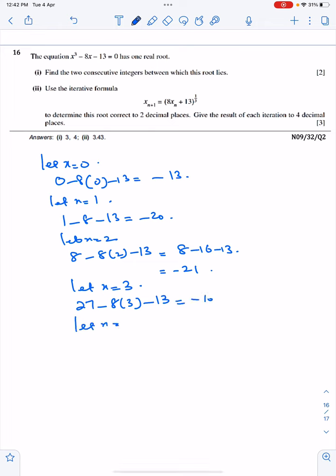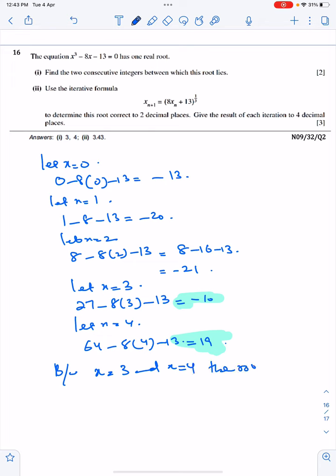Let x equals 4. It will be 64 minus 8 into 4 minus 13, so 64 minus 32 minus 13, which is 19. Now if you notice, with x equals 3 I am getting a negative answer, with x equals 4 I am getting 19. So between x equals 3 and x equals 4, the root lies. The root lies between these two numbers.